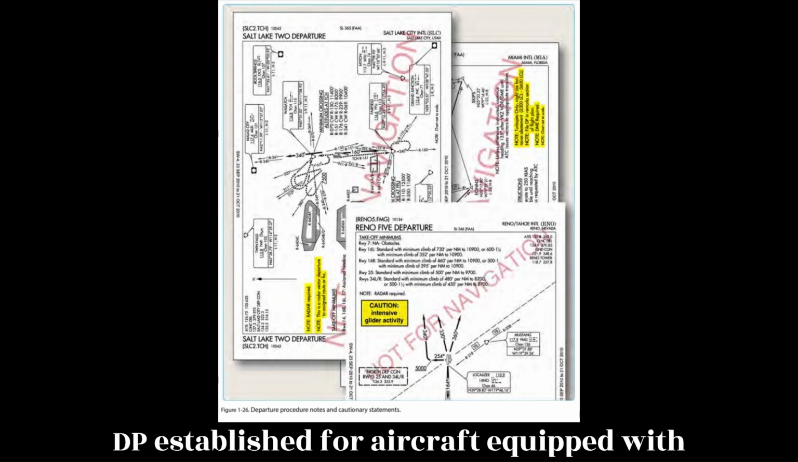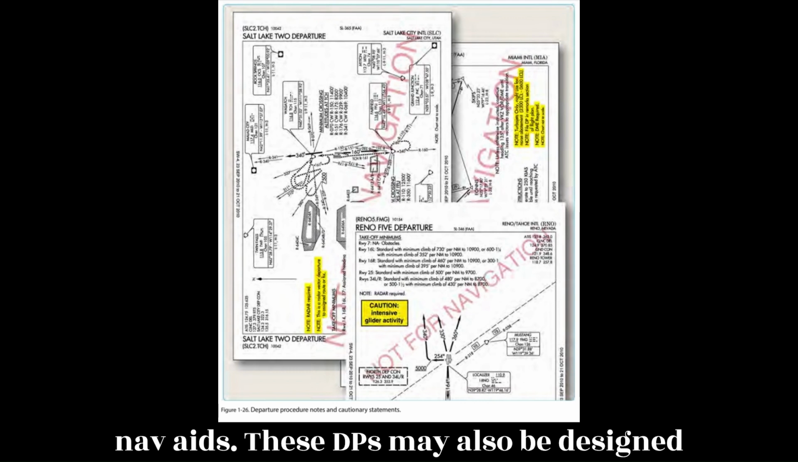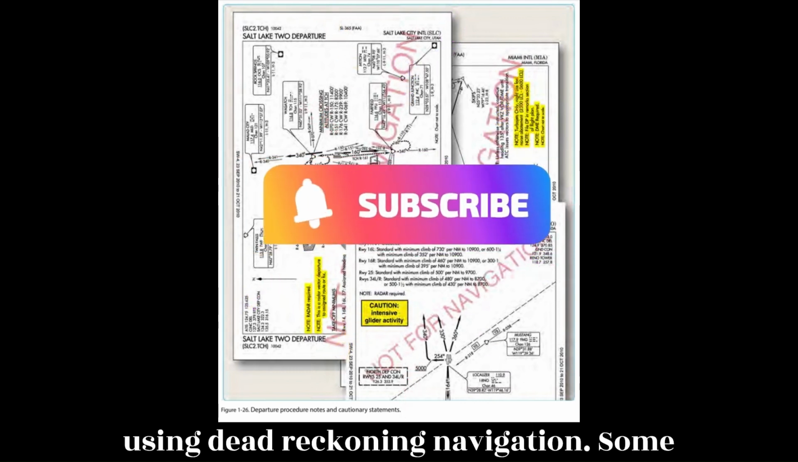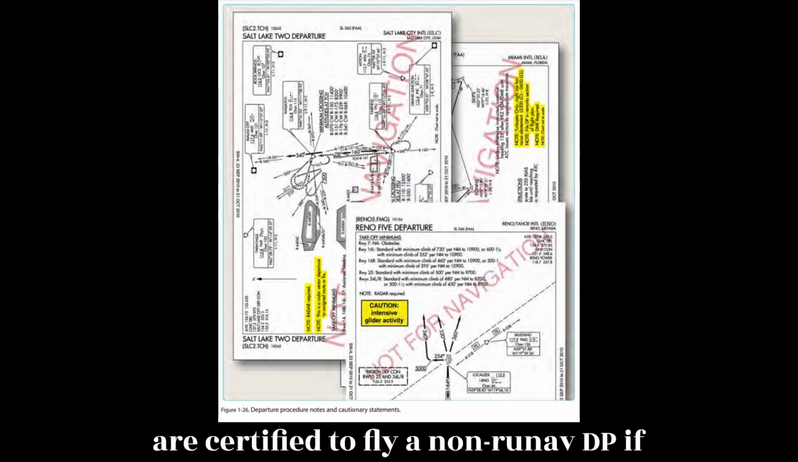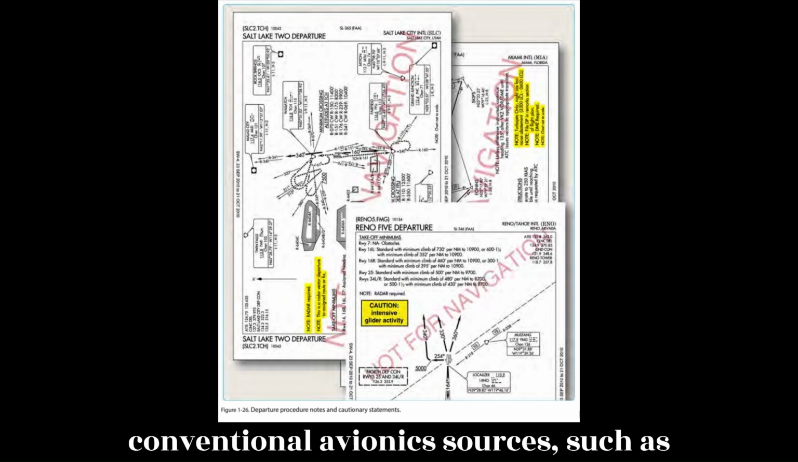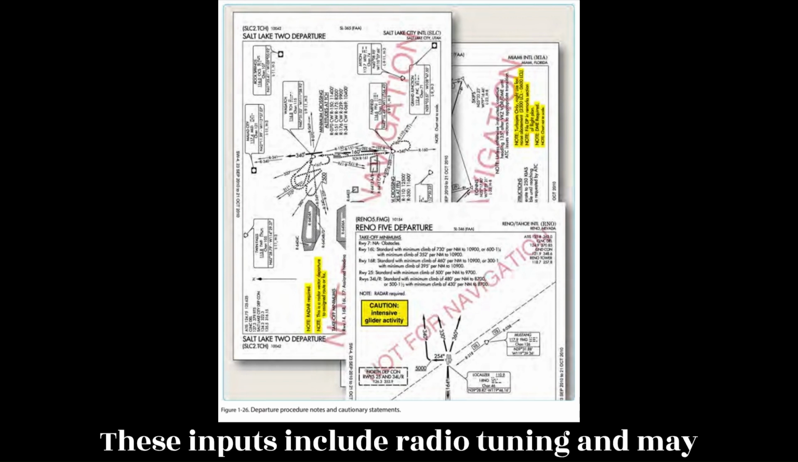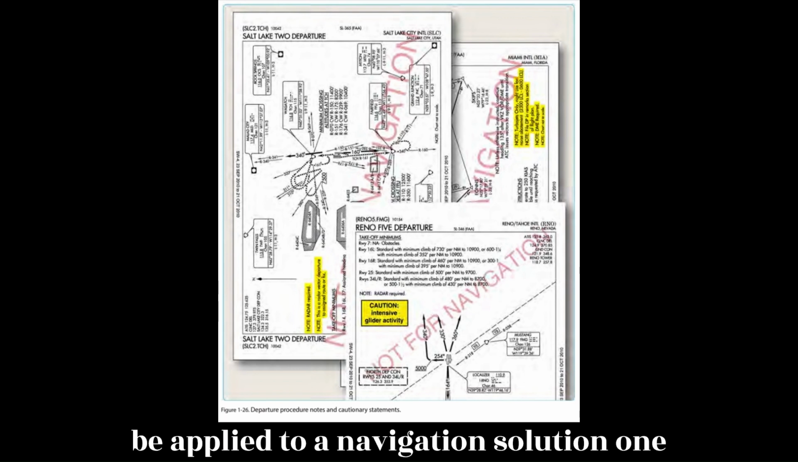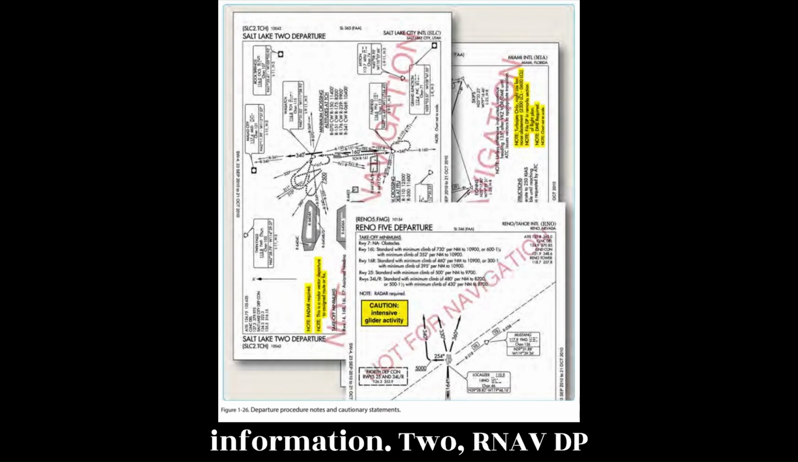Non-RNAV DP established for aircraft equipped with conventional avionics using ground-based navaids. These DPs may also be designed using dead reckoning navigation. Some flight management systems, FMS, are certified to fly a non-RNAV DP if the FMS unit accepts inputs from conventional avionics sources, such as DME, VOR, and localizer, LOC. These inputs include radio tuning and may be applied to a navigation solution one at a time or in combination. Some FMS provide for the detection and isolation of faulty navigation information.